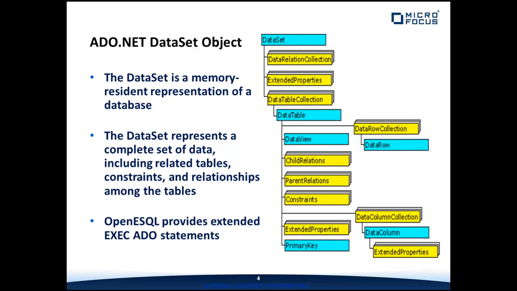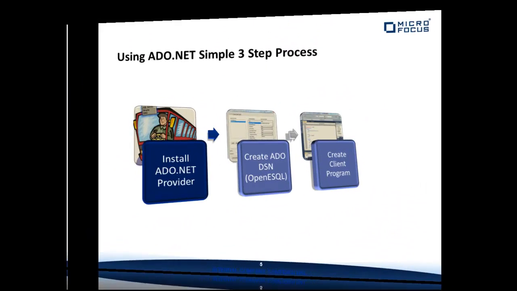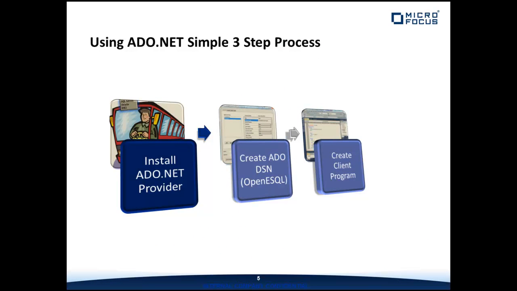So how does one use ADO.NET to access a database from within a Visual COBOL program? Well, using ADO.NET in Visual COBOL is a simple three-step process. Install the required ADO.NET provider, create an ADO.NET DSN, create your ADO.NET application.